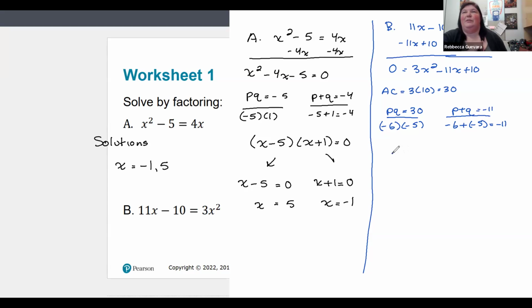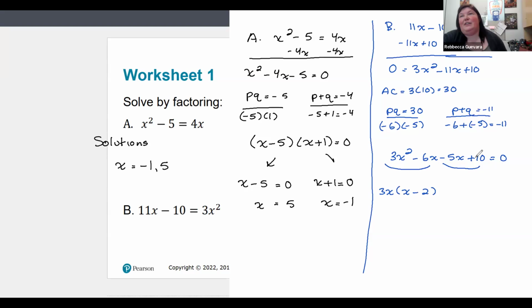So remember, we break up that middle term. So we have 3x squared, and instead of minus 11x, now we have minus 6x minus 5x. And if you wrote the minus 5 first or the minus 6 first, that should work out in the end. So we're going to factor by grouping. So 3x squared minus 6x, we can factor out a 3x, which is going to leave behind x minus 2.